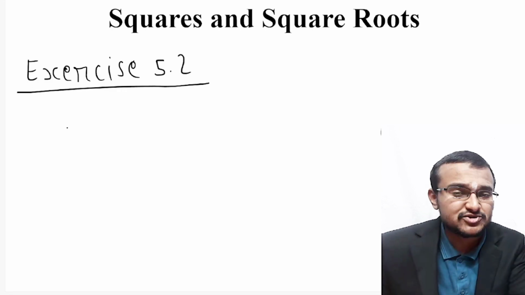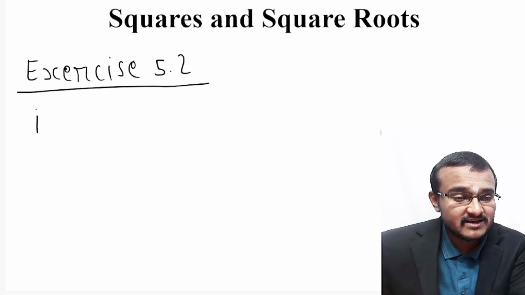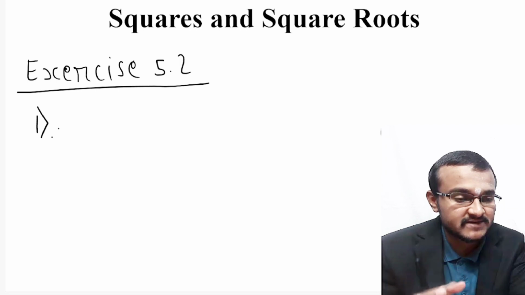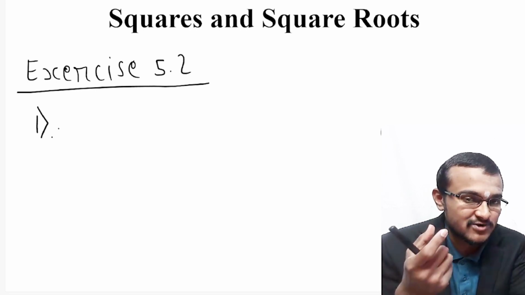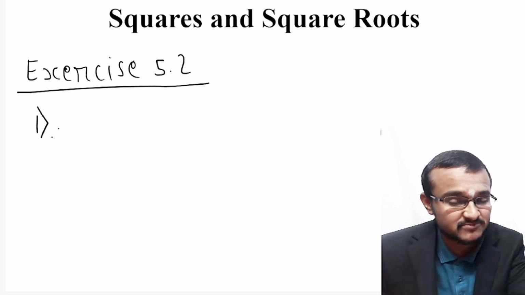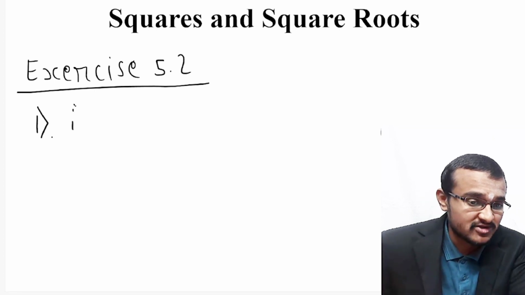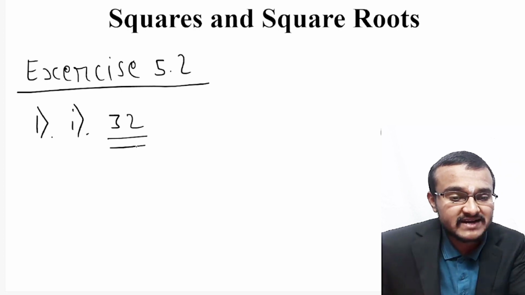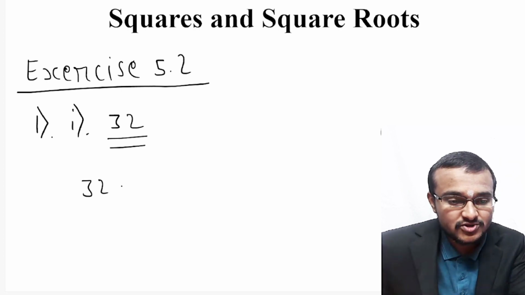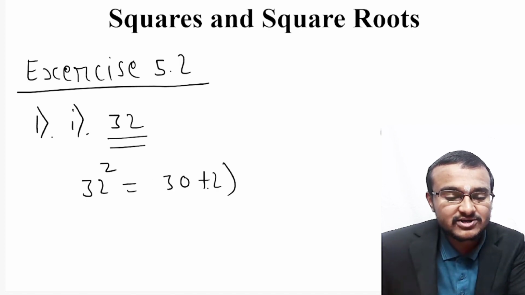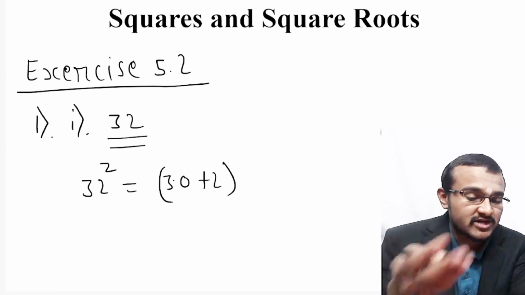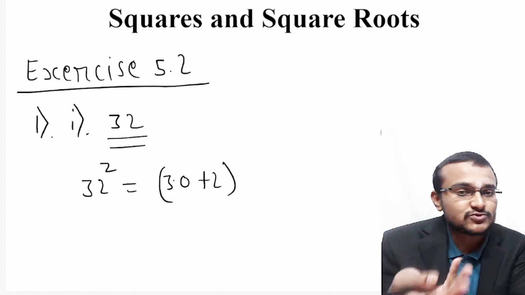Coming to exercise 5.2, if we see the first question, they have given certain numbers in this first question. You should find the squares of those particular numbers. So coming to the first item in this first question, that is 32. You should find the square of 32. The easiest method of finding 32 square is to split that number into the nearest tens place plus whatever remains. So 30 plus 2 will be 32.